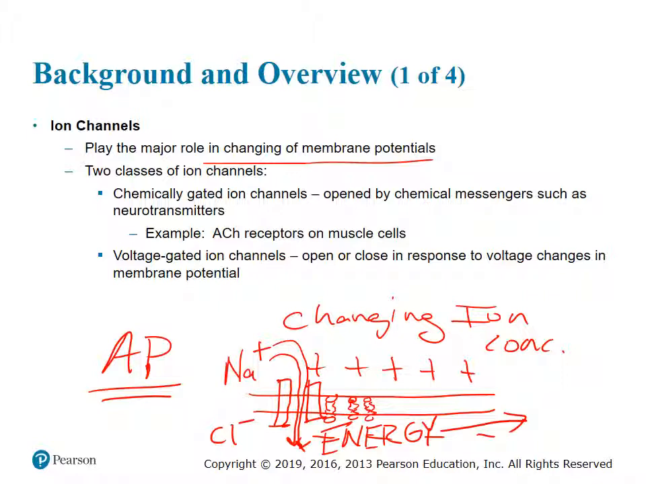Now, there are 2 ways you can actually open up channels in a membrane. It depends on what cell it is. You can have a chemical open it up, or you can have electricity open it up. Chemical can do it, or electricity can do it. We call them ion channels because that's the channel that just allows ions. We're not talking about anything else, just ions going through.